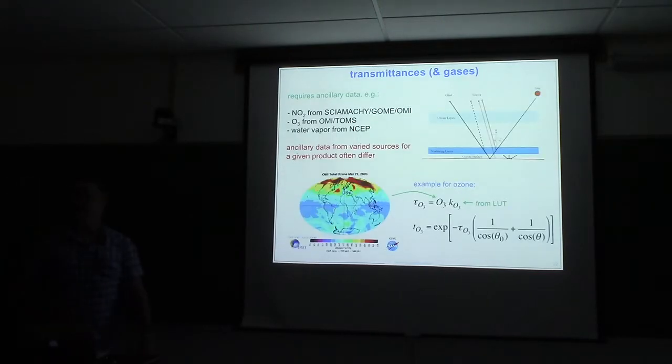But a couple percent, when you put it into the denominator of your chlorophyll algorithm in certain parts of the world, is going to translate to a 20 or 30% difference in your retrieval.